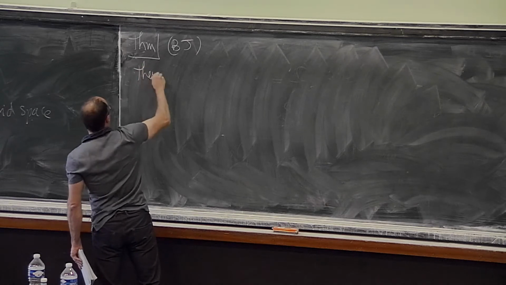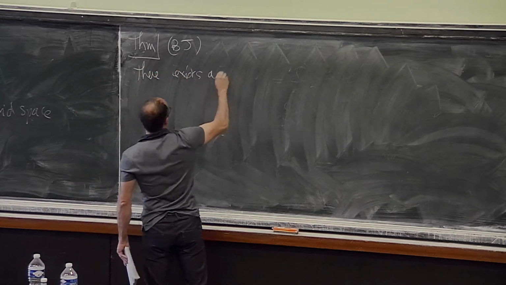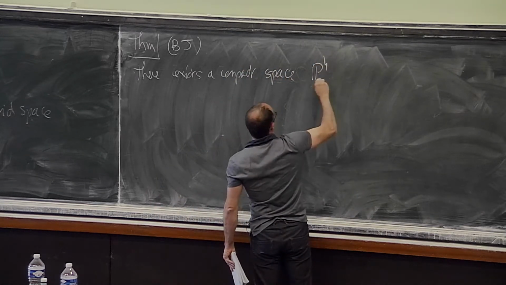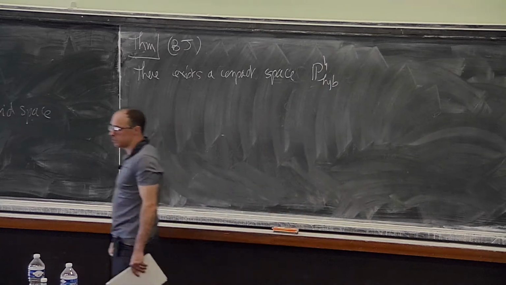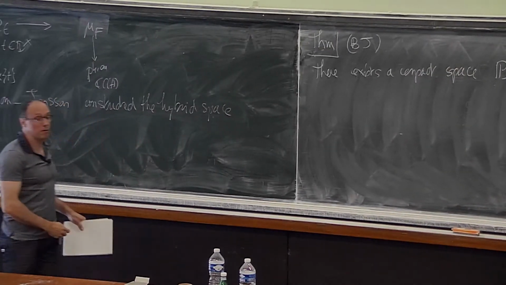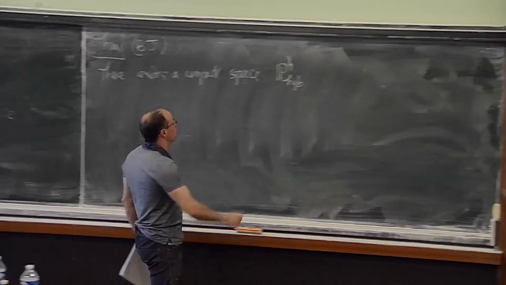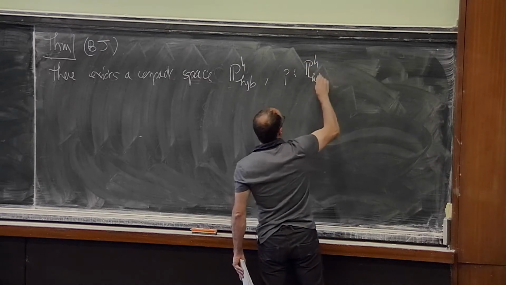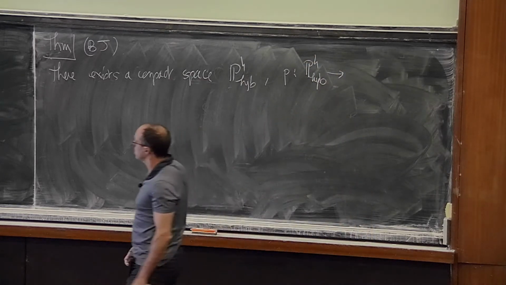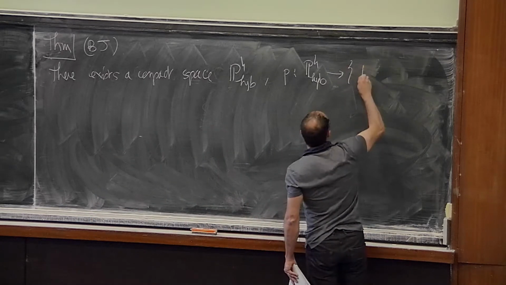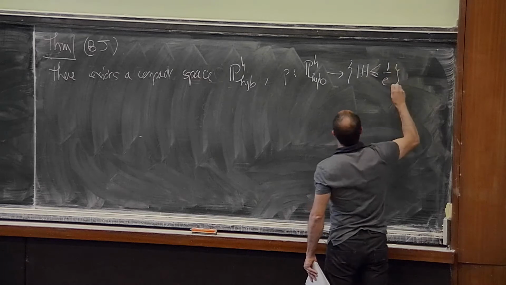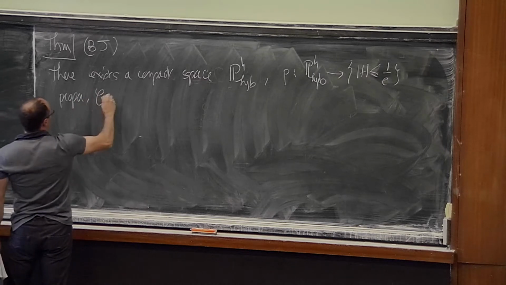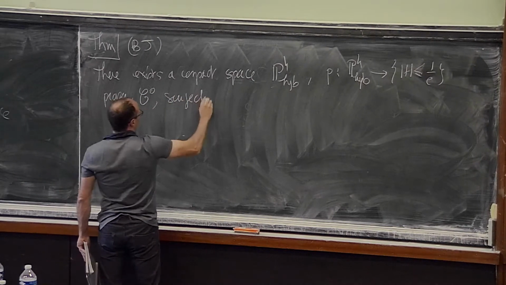So there exists a compact space. Let's call it the hybrid space attached to P^k, together with a continuous surjective map P from it to the closed disk of radius 1 over e. So P is proper, continuous, surjective.